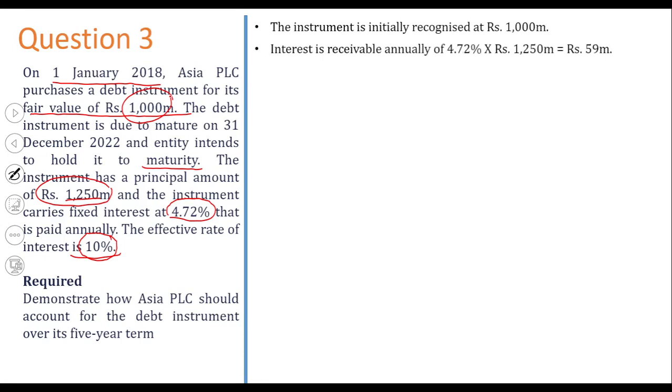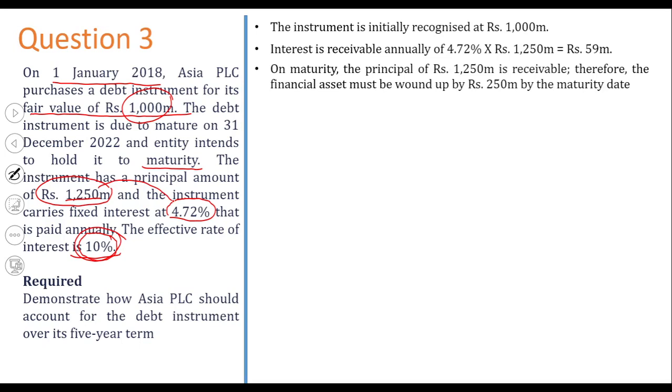Interest, we received interest at what rate? We received interest at 4.72. That means the cash we receive is at 4.72. But what should we use to book it? In P&L we recognize interest income using the EIR of 10%, right? Effective rate of 10%. So you are receiving interest each year, 1,250 into 4.72, which comes to 59.